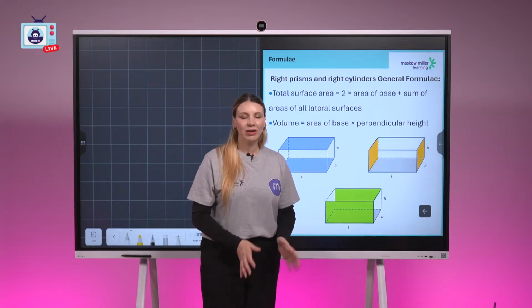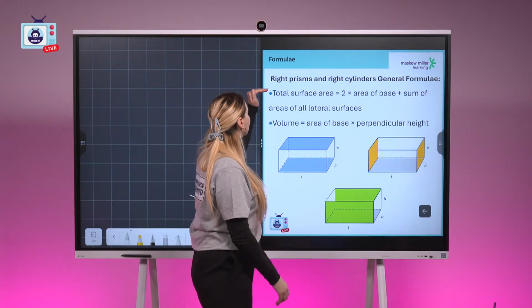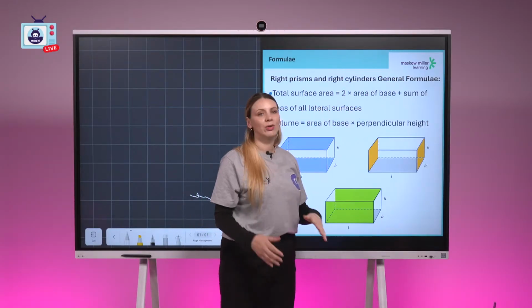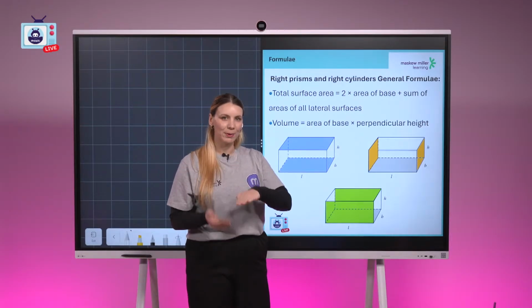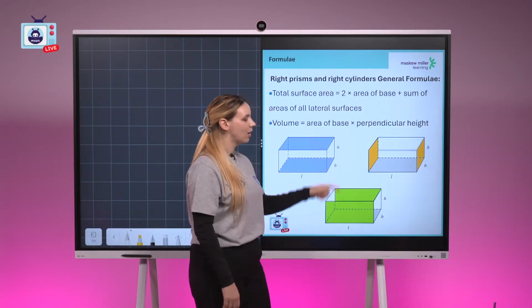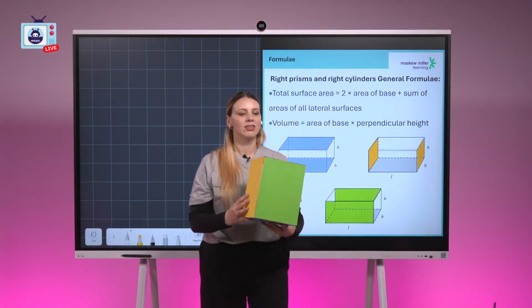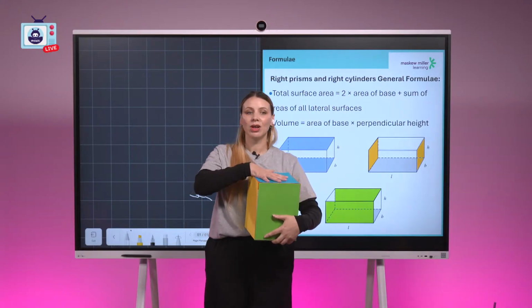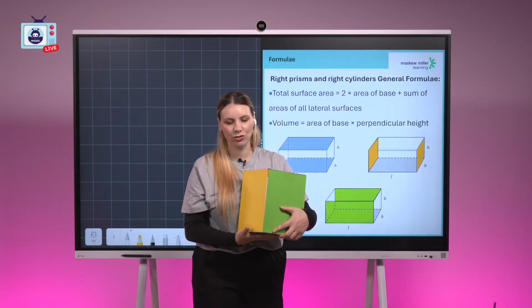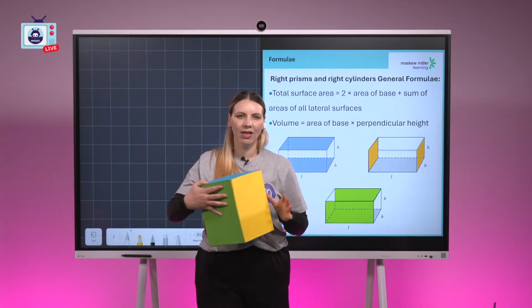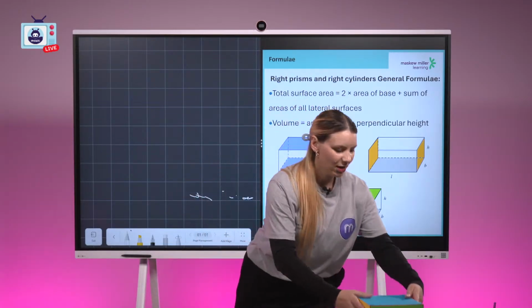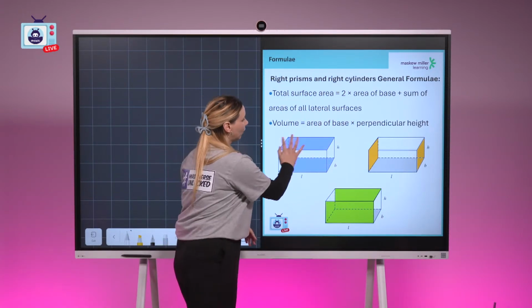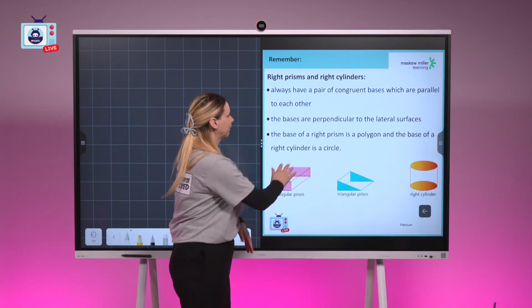All right, some formulae for the right prisms. The total surface area is always equal to 2 times the area of the base. Remember the pair, top and bottom base, plus the sum of all the lateral sides. So it is 2 times, one base and my second base. They are the same in area, so we times them by 2. And then we add the area of the other faces, the lateral faces. That is the total surface area of any prism. That goes for all of these prisms over here.